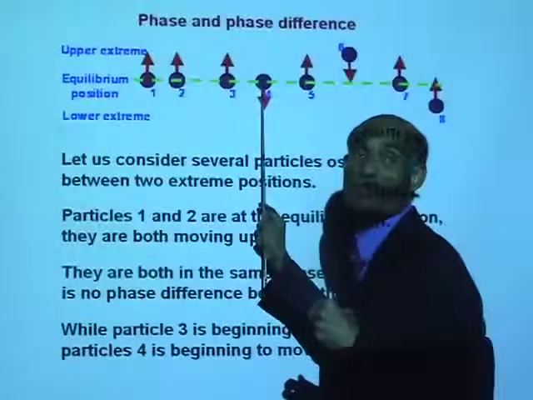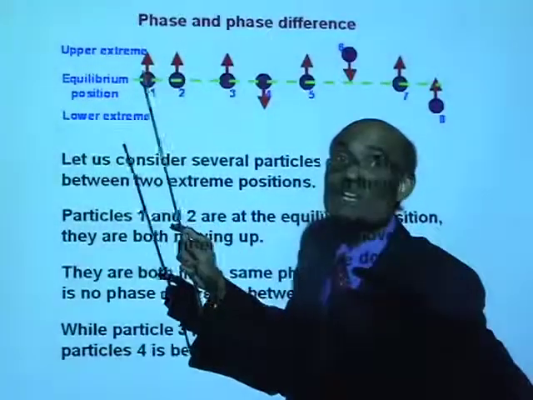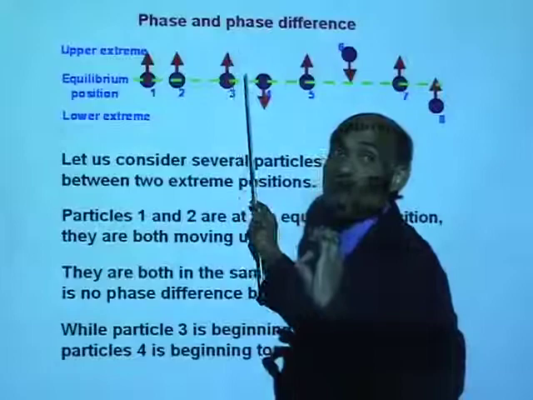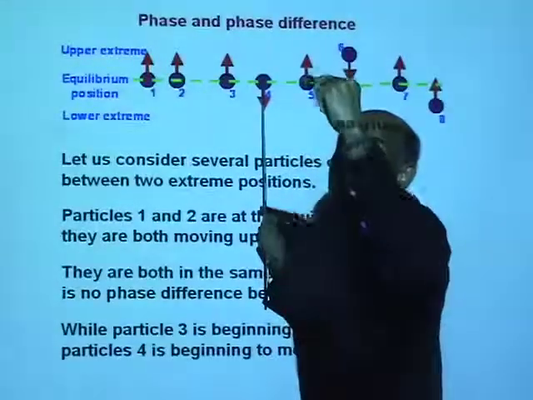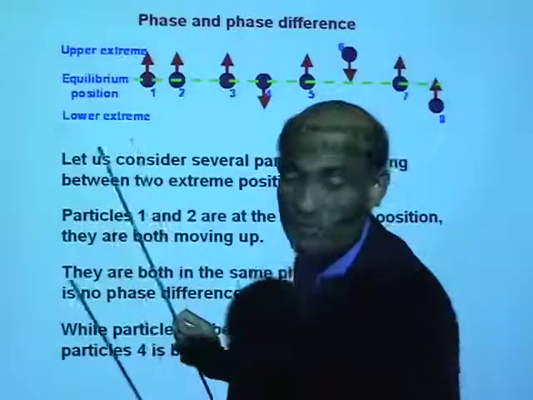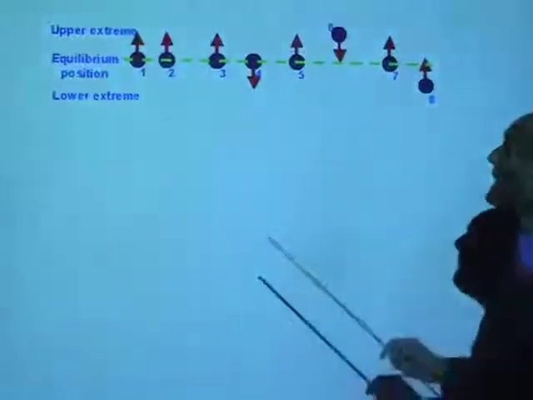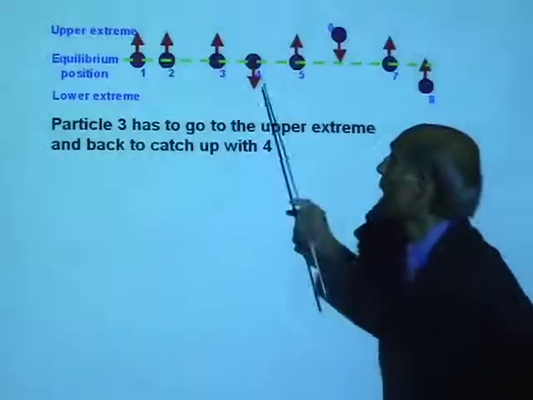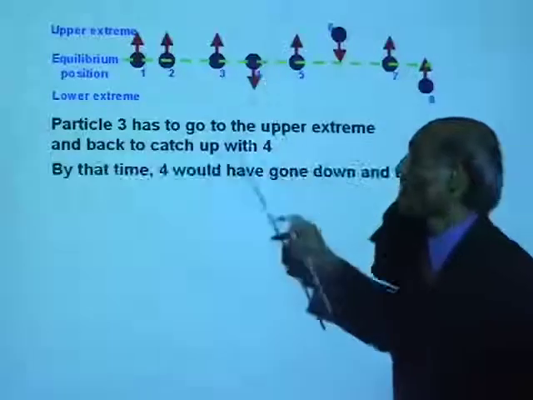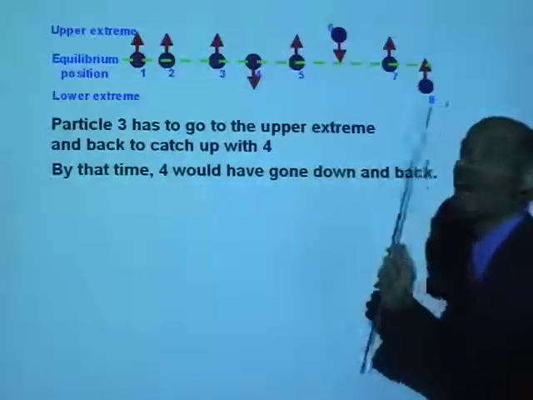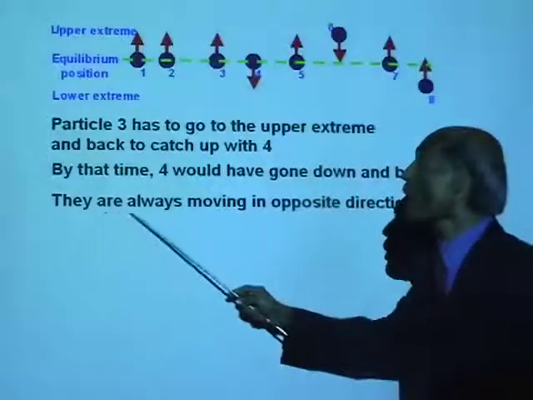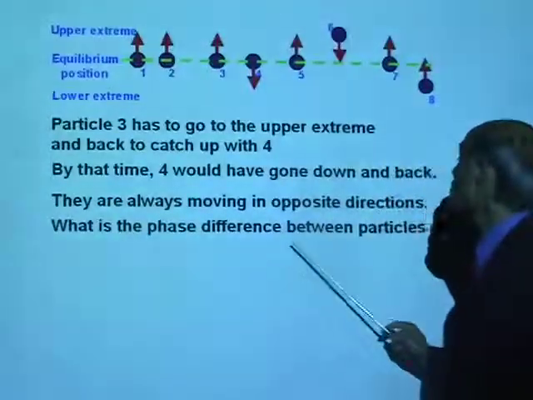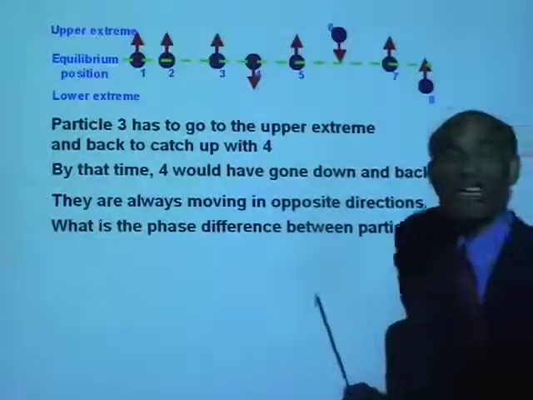So we can say particle 4 is half a period ahead of particle 3. When particle 3 begins to move up, particle 4 has completed half the vibration and begins to move down. I hope you got a picture of what that is. Particle 3 has to go to the upper extreme and back to catch up with particle 4. So by the time 4 would have gone down and back, they are always moving in opposite directions. Now, what is the phase difference between particles 3 and 4?